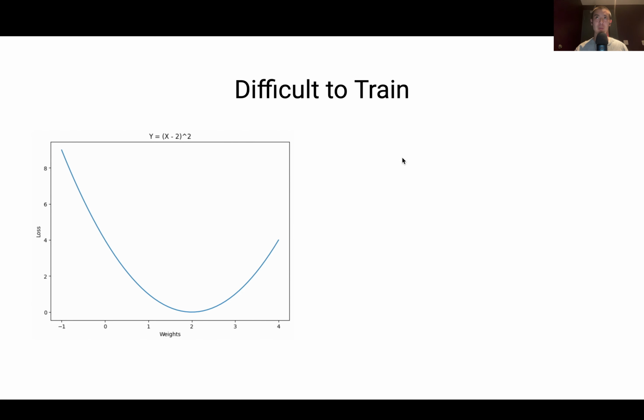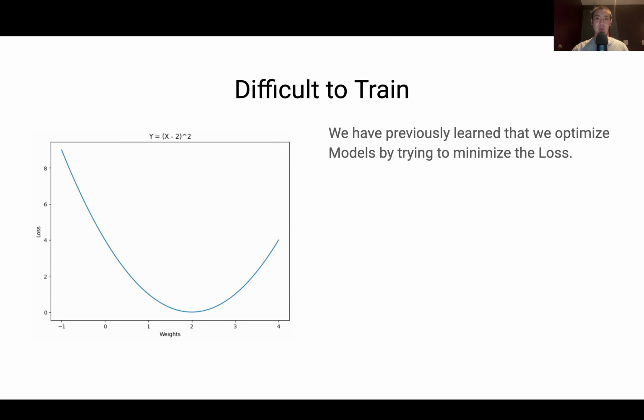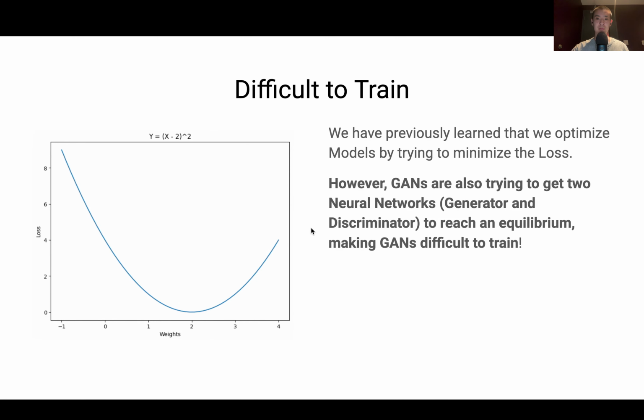Now, there will be a couple of issues of GANs that we need to go over. The first issue is that they are difficult to train. We have previously learned that we optimize models by trying to minimize loss. So in this diagram to the left here, we can see that we want the smallest loss possible of 0. We will need weight values of 2. However, GANs are also trying to get two neural networks, generator and discriminator, to reach an equilibrium, making GANs difficult to train. It's like a very delicate balancing act, so to speak.